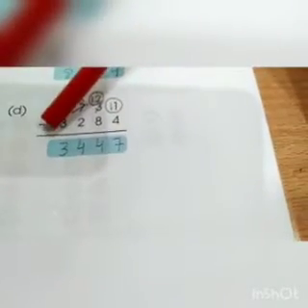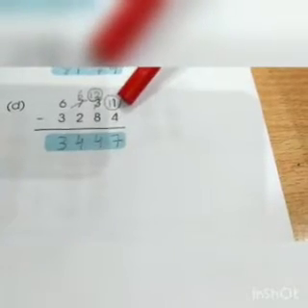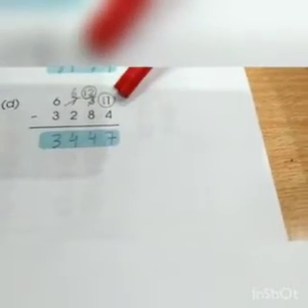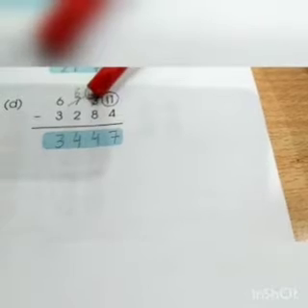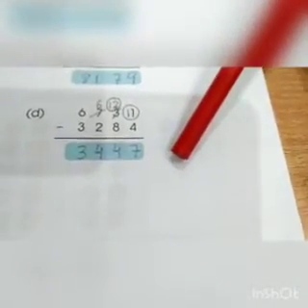Part D, you can see 6731 minus 3284. 1 is smaller than 4. Subtrahend is greater than minuend. Okay. We need to borrow from 3. Give me one of your 10 so I can be 11. 11 minus 4 equal to 7.